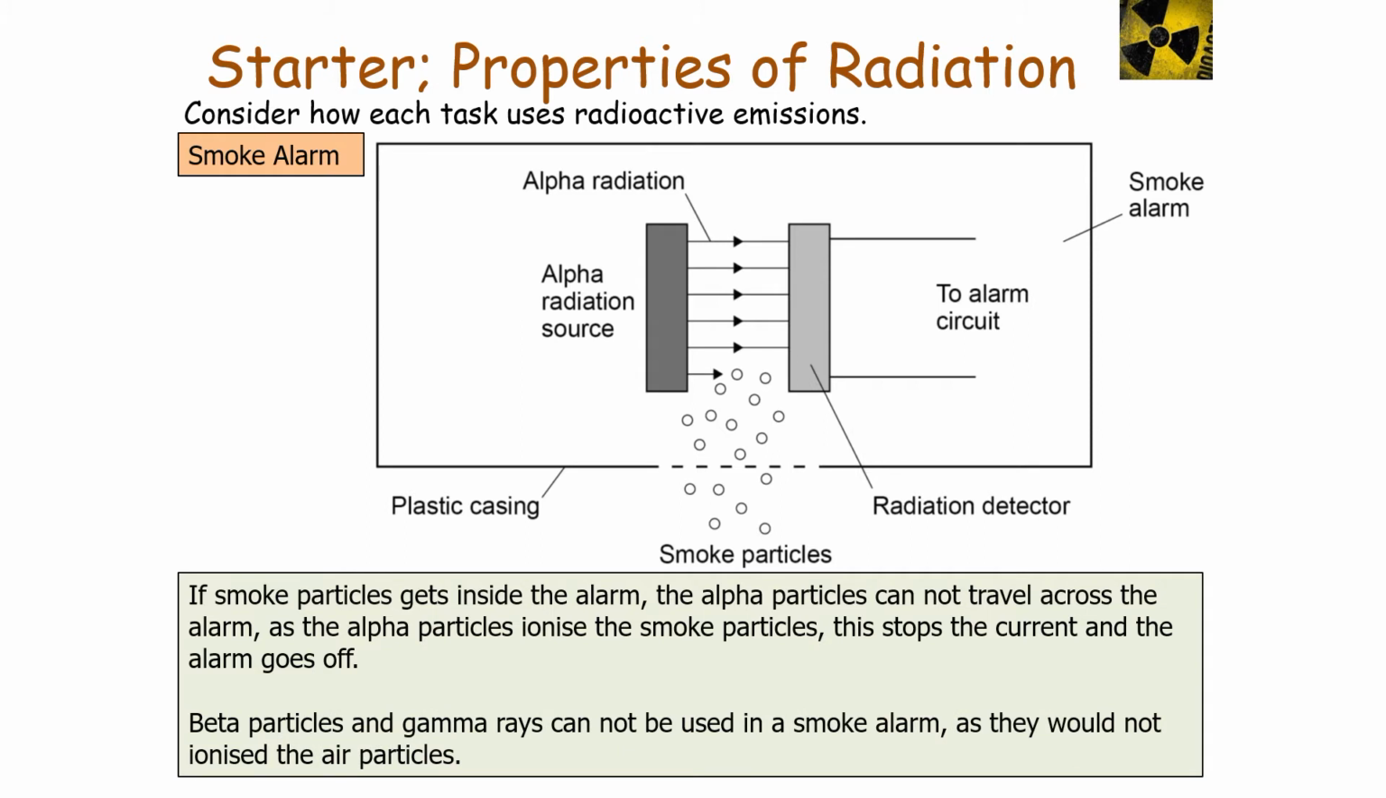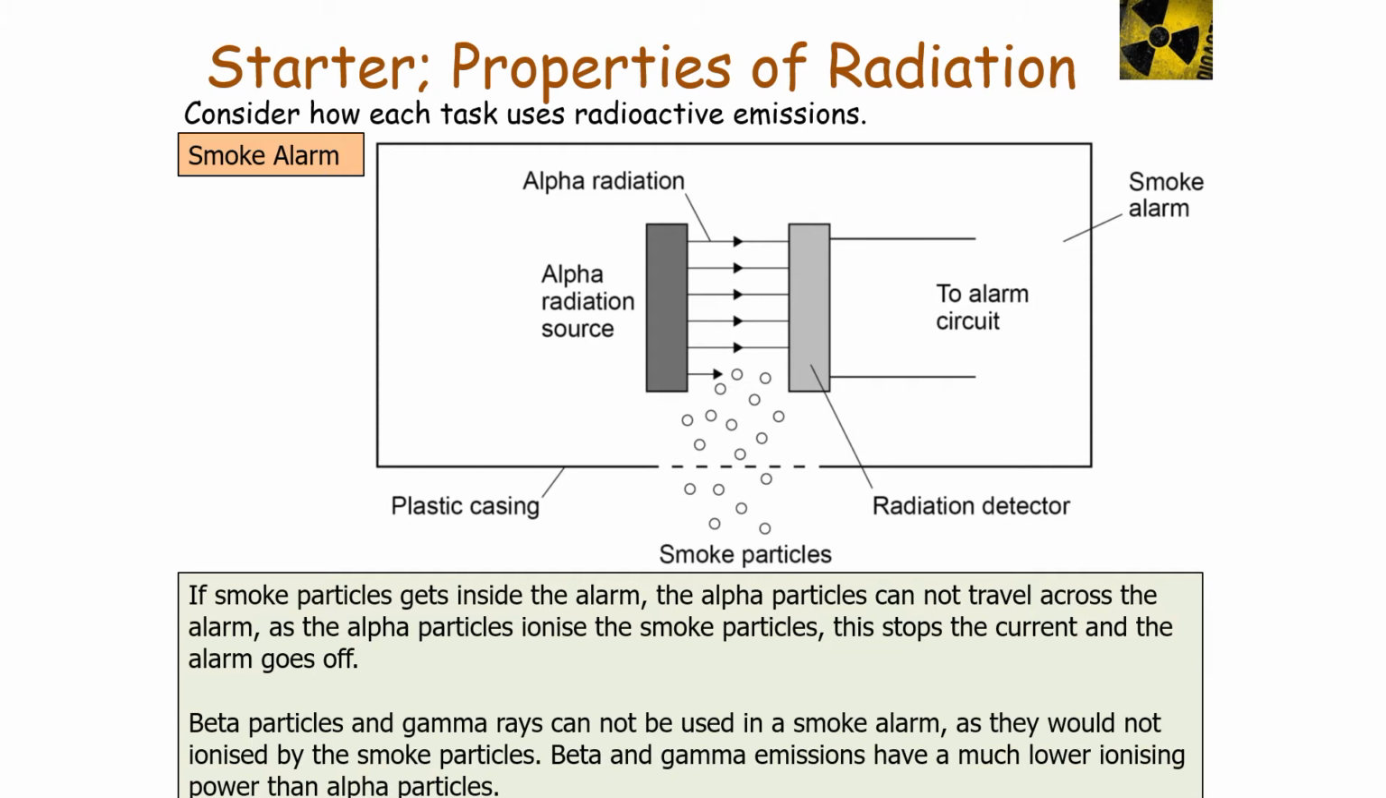Now, beta particles and gamma rays cannot be used in a smoke detector, as they would firstly not ionize the air particles, and secondly, they would not ionize the smoke particles either. So as a result, it would not work on either methodologies. This is because beta and gamma emissions have a much lower ionizing power than alpha particles.